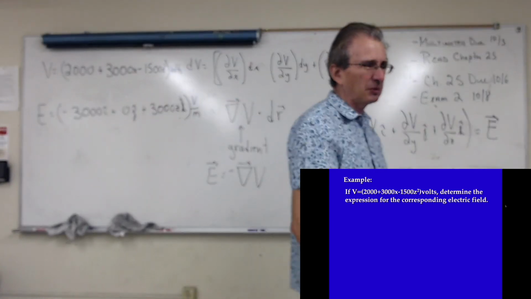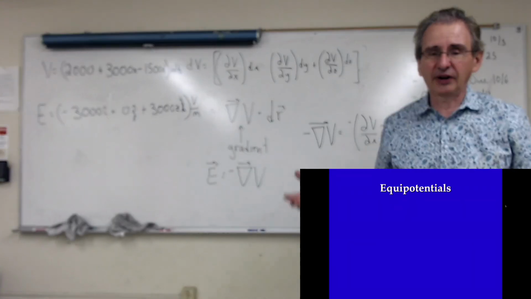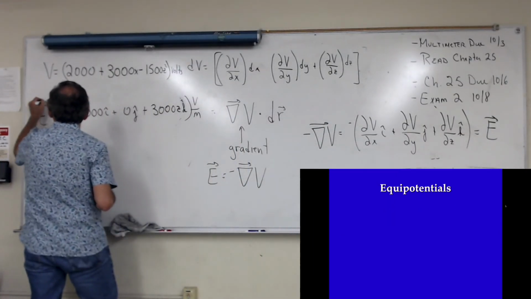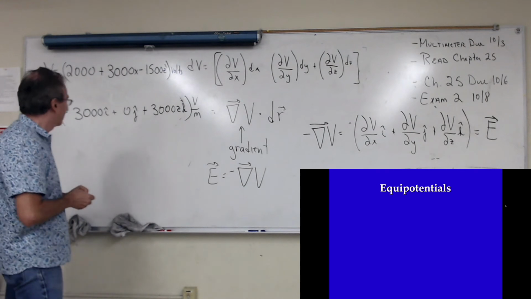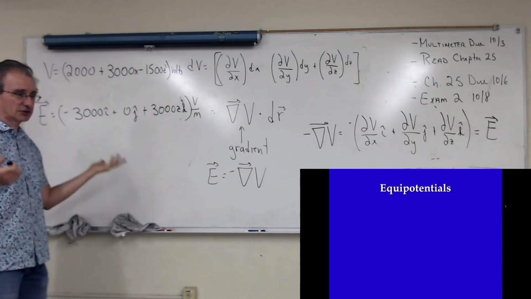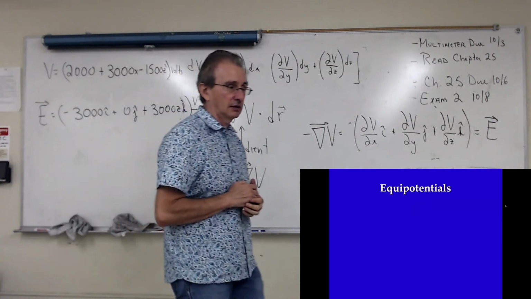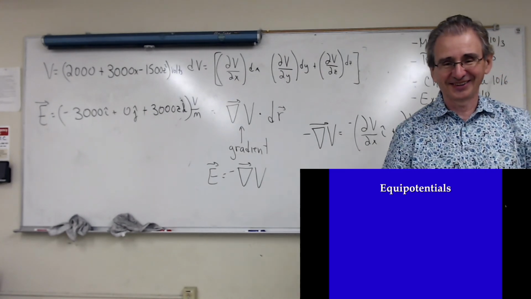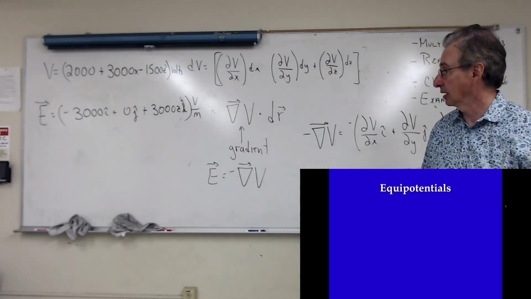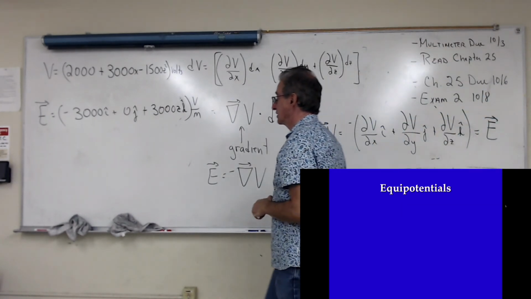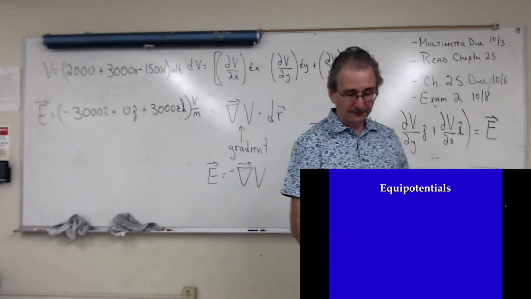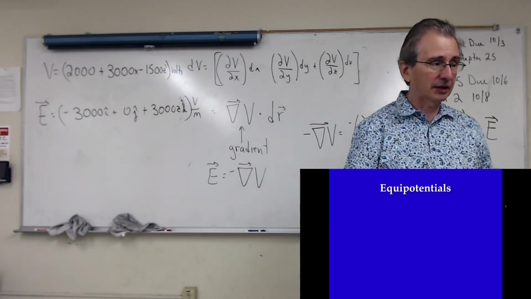So it's very easy to determine E from V because we're just calculating derivatives. Okay, that's pretty straightforward. Going the other way around is harder. Getting E from V is easy. Getting V from E is a little bit harder. I want to say something more about this.